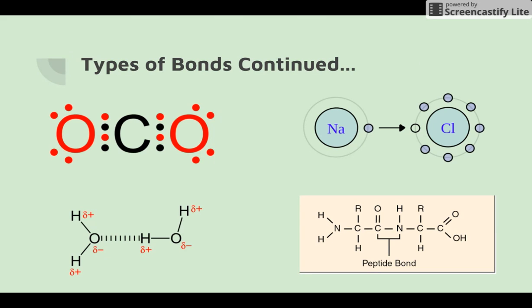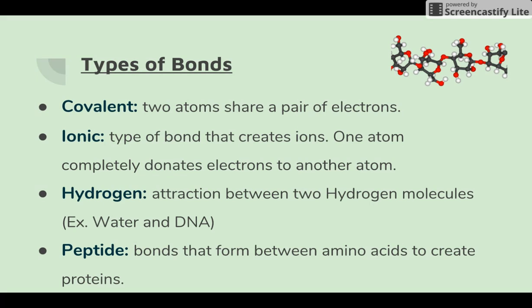And then because sodium donated that to chlorine, they create an ionic bond between the two of them, based on having that positive and negative charge, like a battery, positive and negative ends, or magnets, positive north and south poles, they're going to be attracted to one another. The third kind is one that is very, very important: hydrogen bonding.